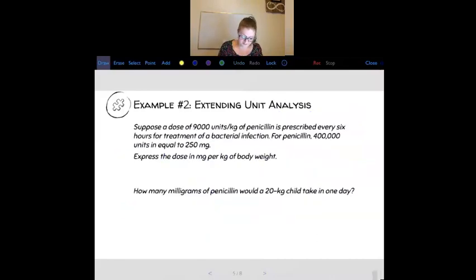For the next problem, suppose a dose of 9,000 units per kilogram of penicillin is prescribed every 6 hours for treatment of a bacterial infection. For penicillin, 400,000 units is the same as 250 milligrams. Express the dose in milligrams per kilogram of body weight. So we're given 9,000 units per kilogram. And our goal is to end at milligrams per kilogram.